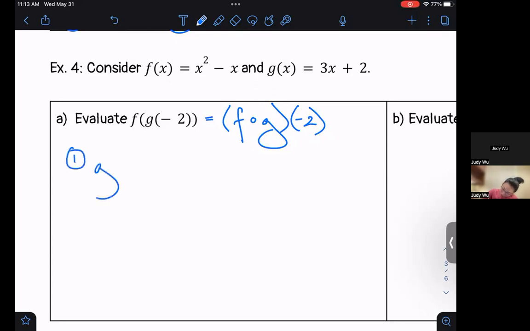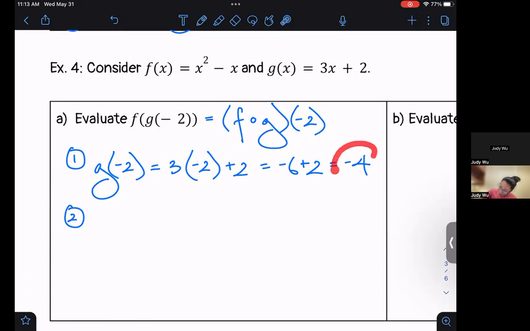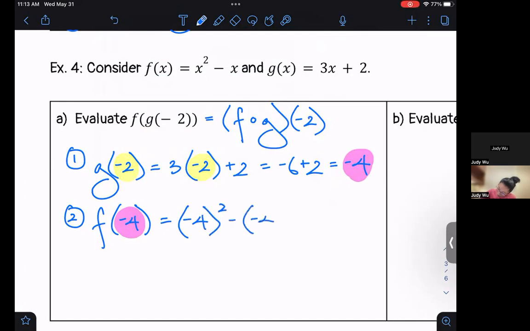The first thing we're going to do is find g of negative 2. So that's 3 times negative 2 plus 2, which is negative 6, plus 2, which is negative 4. The second thing we do, we take our output and we put that into the f function, okay? So this is our initial, and then our output of the first function. Now we put that into the second function, right? So negative 4 squared minus negative 4.